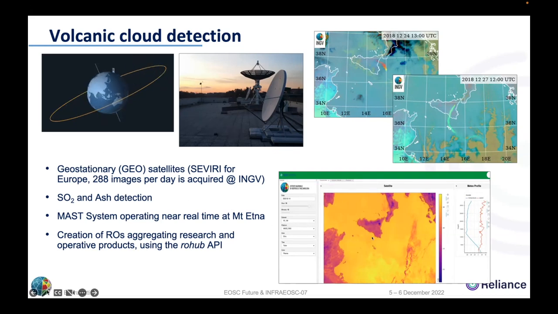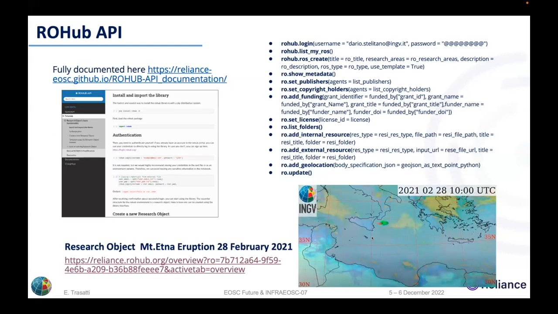So what we have been doing is to create research objects for each eruption at Mount Etna. You know, we have many eruptions of Mount Etna, so we don't get bored. And we created these research objects aggregating operative products and research products, using the ROHAB APIs. And full documentation of these APIs is here. You will have the slides later.